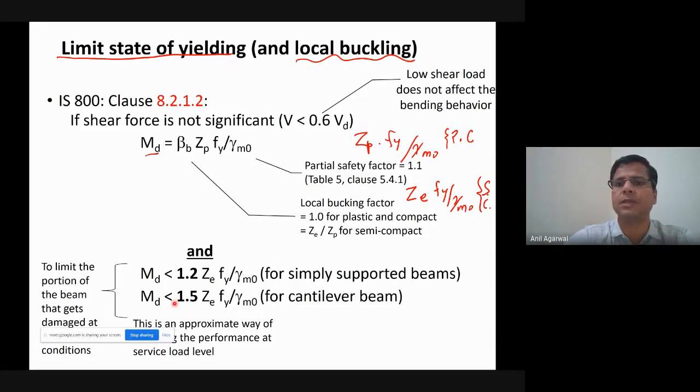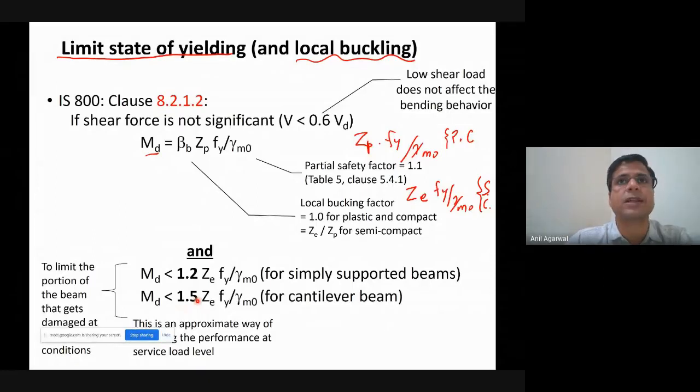So your ZP, if it is more than 1.2 times ZE in a simply supported beam, then you cannot use your ZP. You have to use your ZE times 1.2. That is the limit. Similarly, in a cantilever beam, if your ZP is more than 1.5 times ZE, then you cannot use full ZP. You have to use only 50% more than ZE.